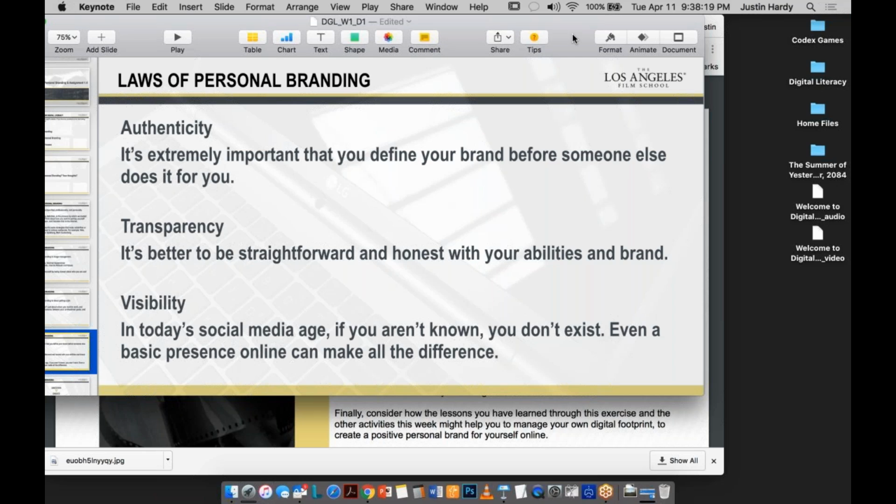Also, consider transparency. It's better to be straightforward and honest with your abilities and brand. A lot of you may be beginners. You're still determining what you want your professional focus to be, and that's okay. As long as you're developing that and you're transparent about it, people are going to respect that and understand where you're coming from. They're going to have an expectation that honestly reflects your quality level.